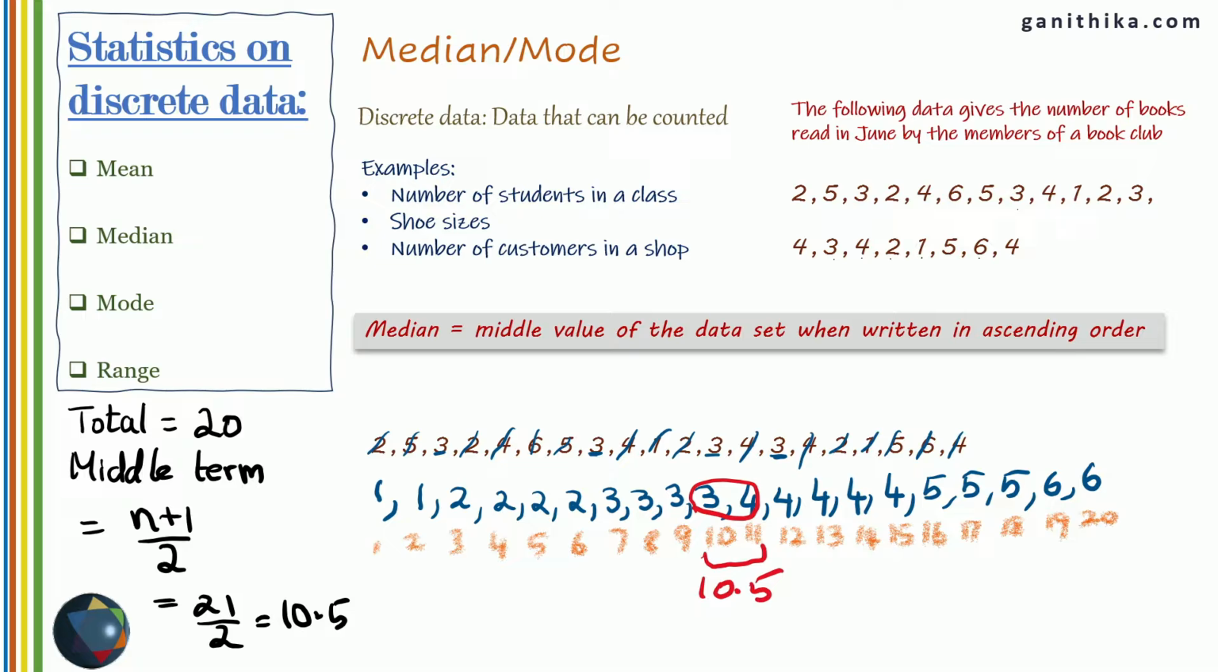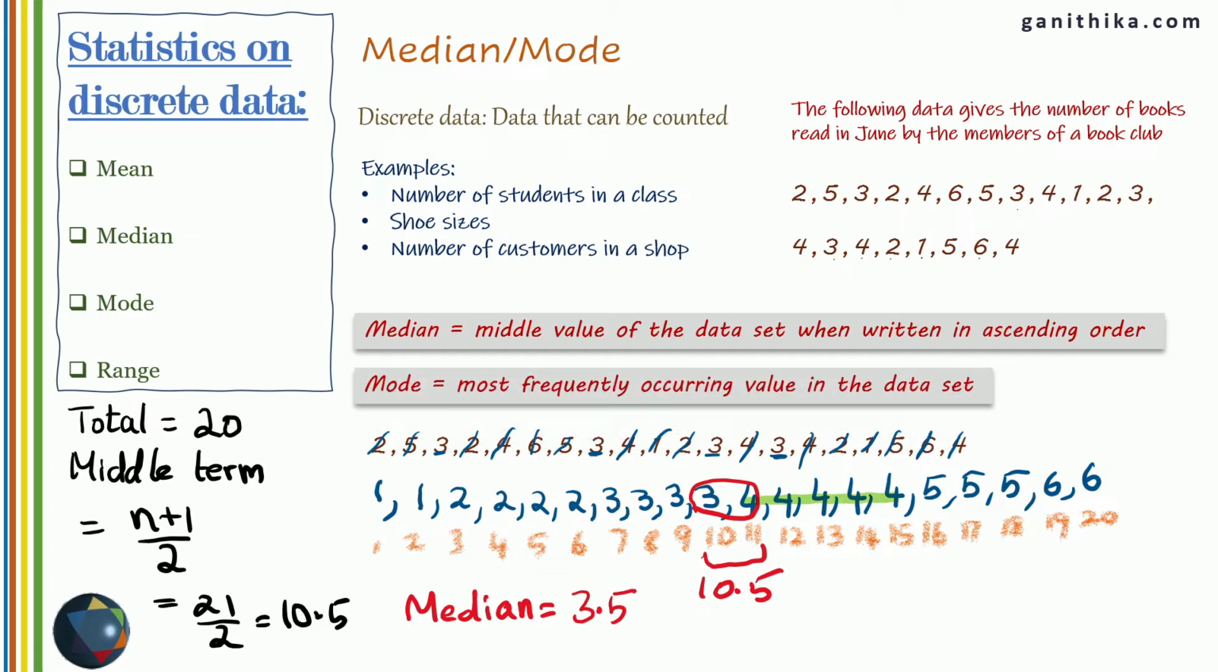The number in the 10th place is 3. The number in the 11th place is 4. And you need to find the average of these two numbers 3 and 4, which gives you the median as 3.5. And then going for the mode, it is the most frequently occurring value in the data. You can see that 4 occurs the maximum number of times, right? The value 4 occurs 5 times, whereas all the other values are occurring less than 5 times. Therefore, the mode for this data is 4.